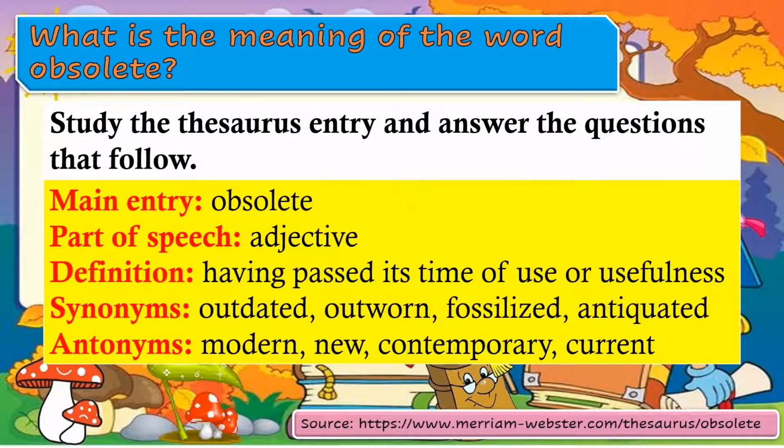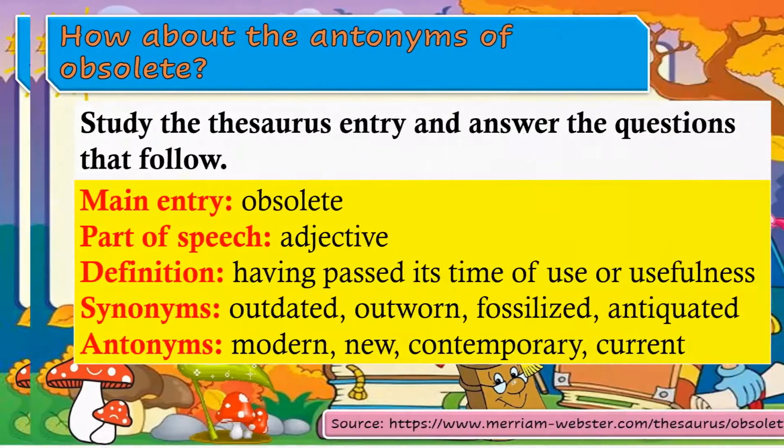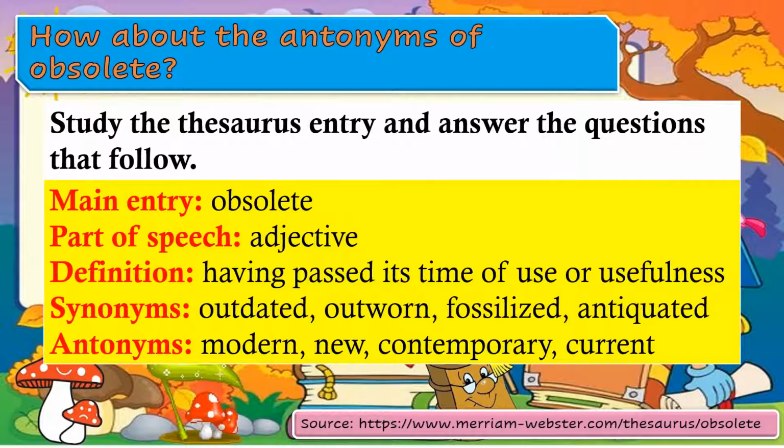For the third question we have, what is the meaning of the word obsolete? That's nice! The definition of the word obsolete is having passed its time of use or usefulness. The fourth question we have, what are the synonyms of the word obsolete? Great job! Of course, we have four. We have the words outdated, outworn, fossilized, and antiquated. The last question we have, how about the antonyms of the word obsolete? Very good! We also have four. We have the words modern, new, contemporary, and current. Good job, everyone!